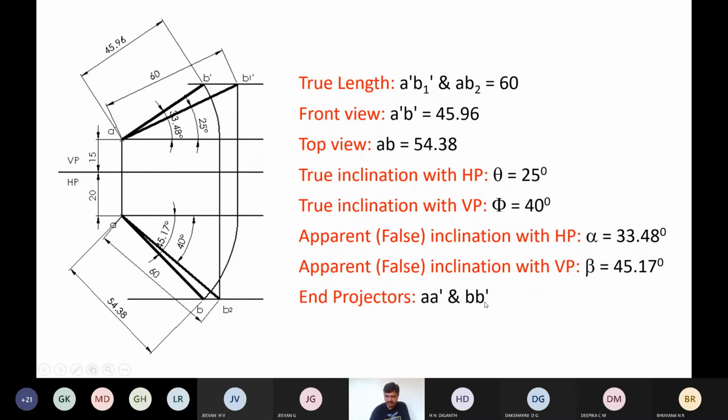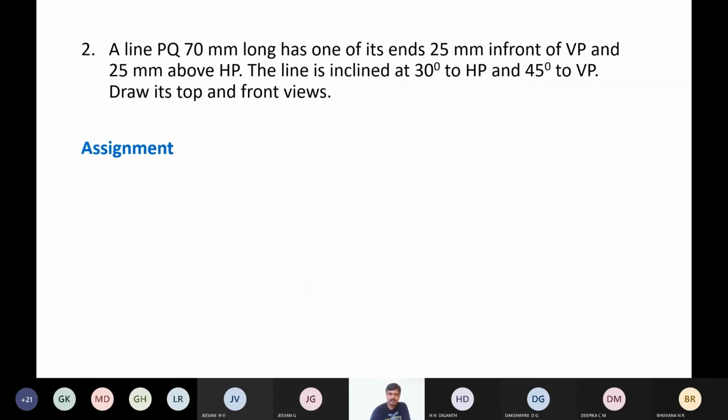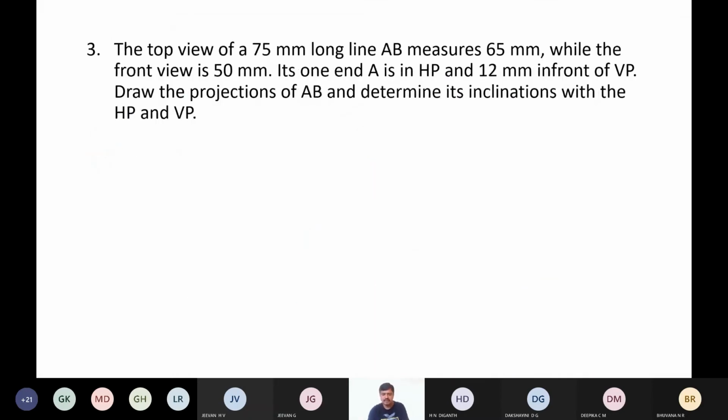Along with these 8, they can give the location of point A, both with respect to VP and HP, and point B with respect to VP and HP. So that means there are totally 12 data. Out of 12, if we have 5 data, you can easily solve the problem. So now I will show the procedure.